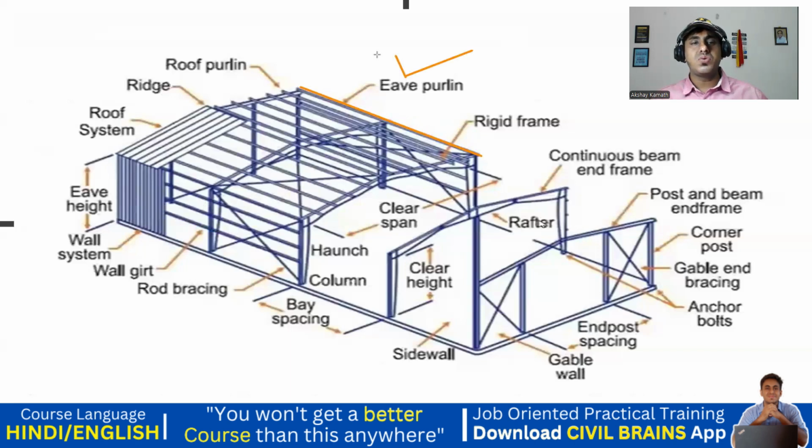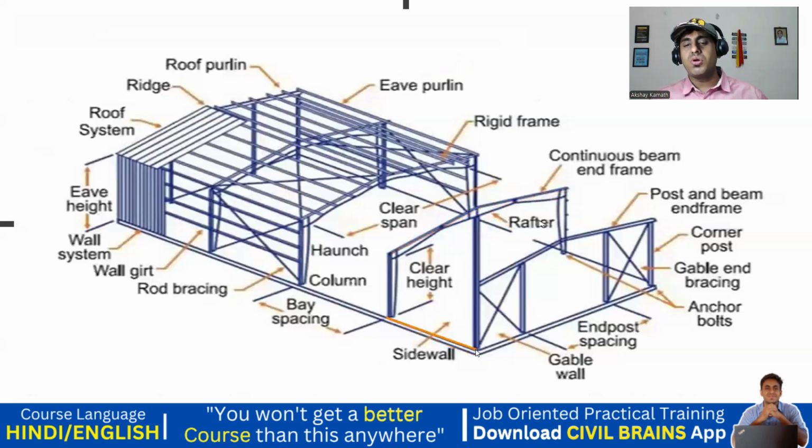Apart from that, what else is left out? Clear span is okay. Haunch: this portion we call a haunch here. So there is a kind of haunch here. Then this is a column. Normally we call it a column, or few people call it a tapered column. Both are one and the same. And this portion is called a rafter. It's mentioned here as rafter. We don't call it a beam. It's called a rafter.